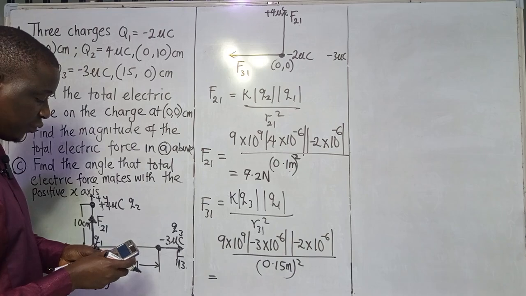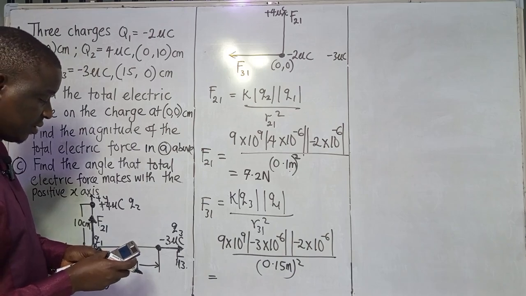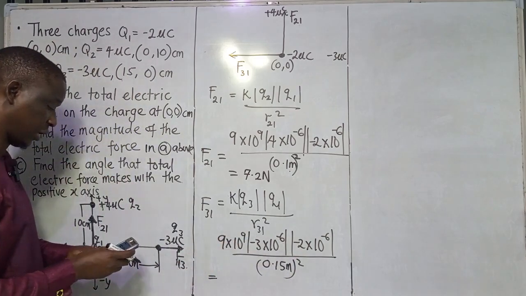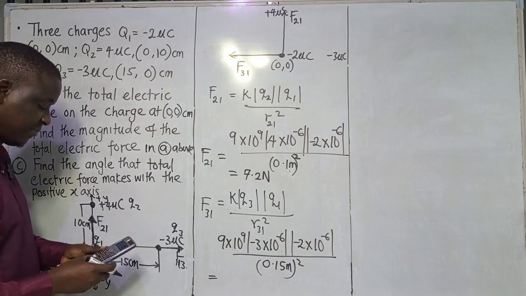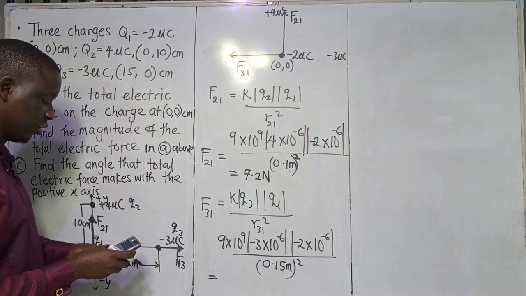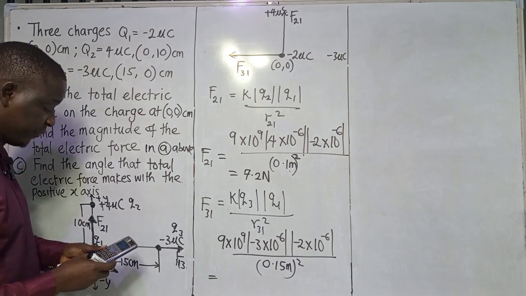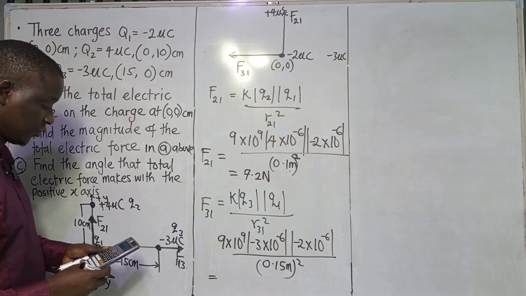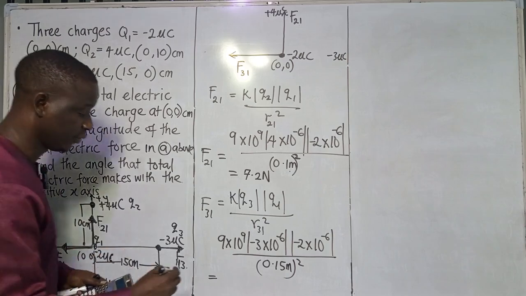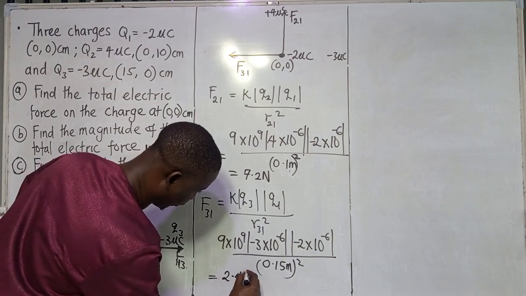Now let's find the other one. So this one will give us what? 3 times 2 is 6. So everything remains the same except that value. And the denominator is what? The distance apart is 0.15, if you divide 15 by 100. So this one will give us 2.4 Newton.